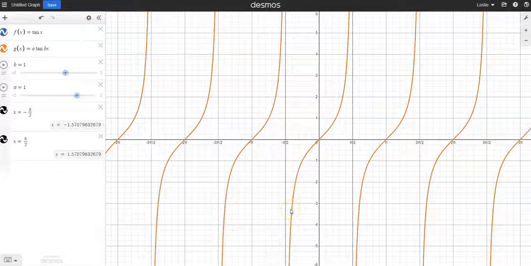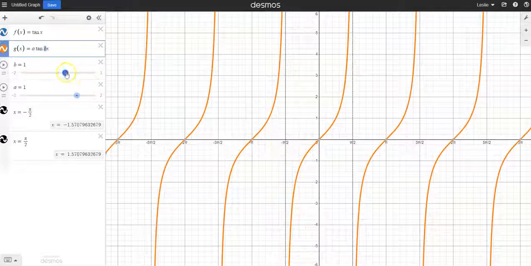That's how long it takes to complete one cycle. This number here, the number b, tells us how many cycles of tangent we're going to get between negative pi over 2 and pi over 2. Right now we have 1 because b is equal to 1. We have one cycle in that range.